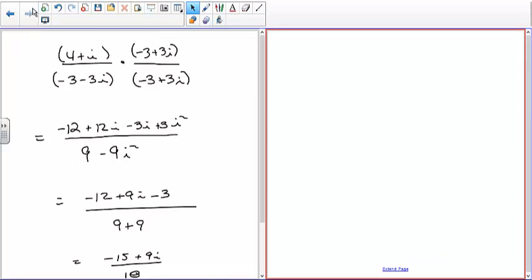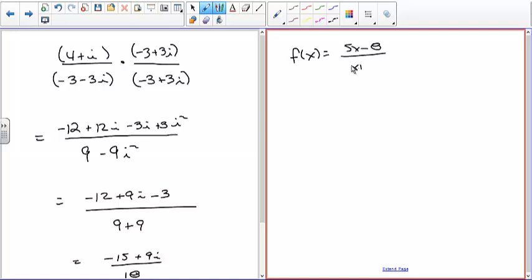Okay, about rational functions. So we're going to have a couple of rational function things in here. They're not going to be super difficult. So I'm just trying to find one. So let's say I have f of x equals 5x minus 8 over x plus 2.